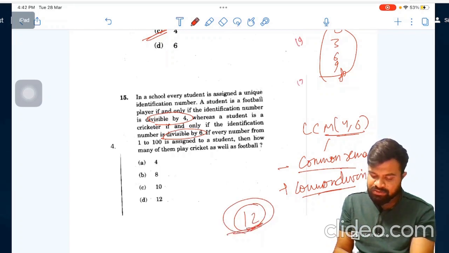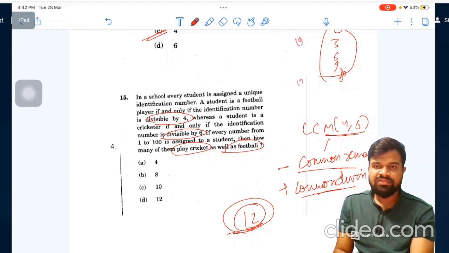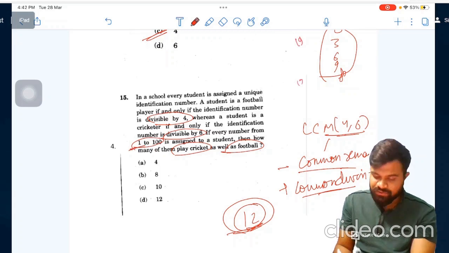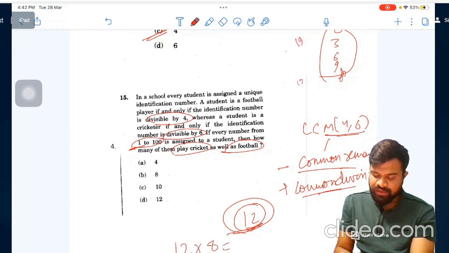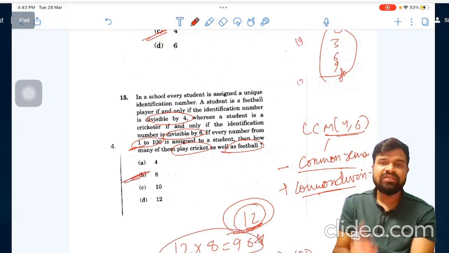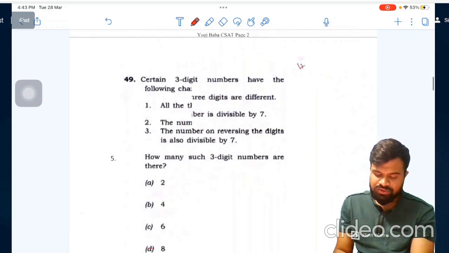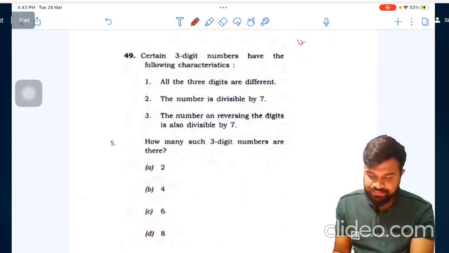Now, if a number is divisible by 12, then the player can play both football and cricket. So we just need to find the multiples of 12 between 1 and 100. If you can recite the table of 12, then you know that 12 into 8 is 96 and 12 into 9 is 108, which is obviously greater than 100. So we will take this. There are only 8 students that can play both cricket and football. So this is how we will proceed. This question I've already discussed.